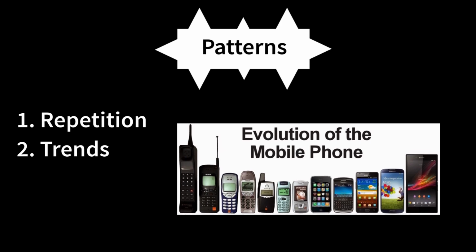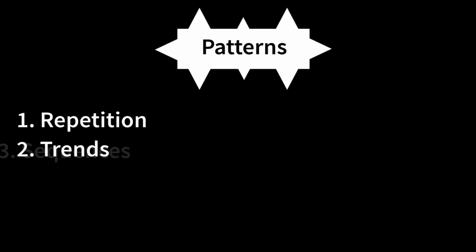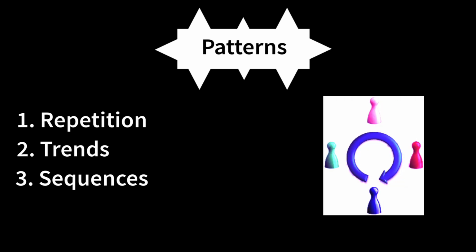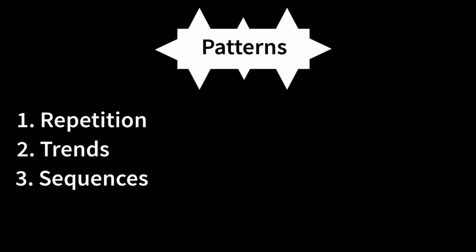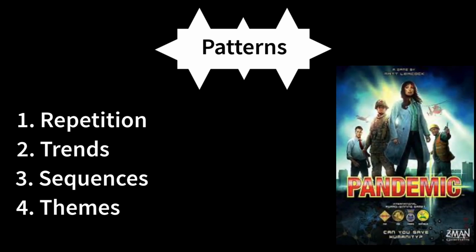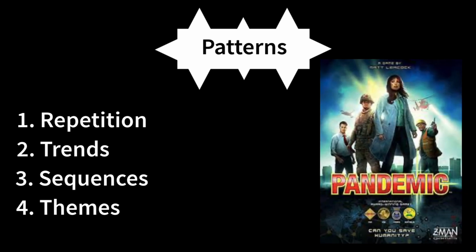Another type of pattern is sequences. These are specific orders in which related events or elements follow each other. For example, in many board games, players take turns in a specific order. First player 1 goes, then player 2, and so on. Finally, the last pattern I want to talk about are themes. These are recurring ideas or topics that appear. For example, the theme of survival in a game like Pandemic, where players constantly face challenges related to disease or outbreaks.